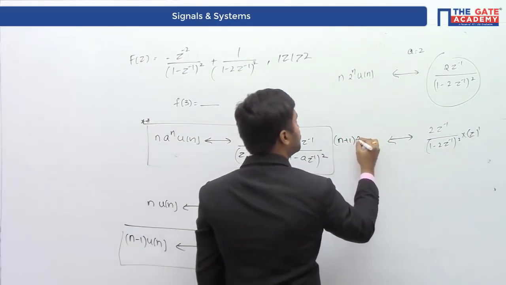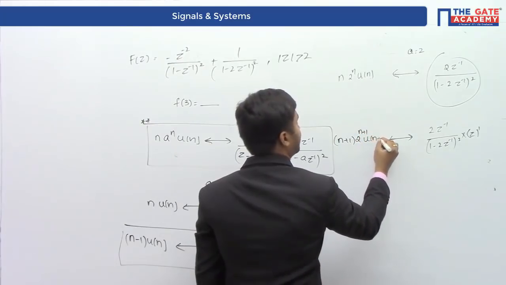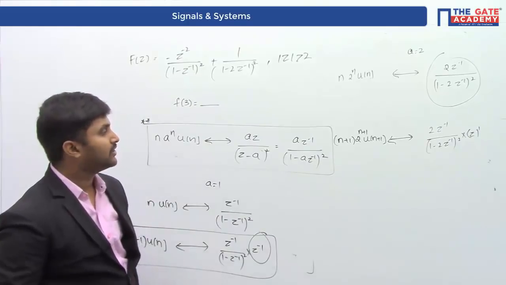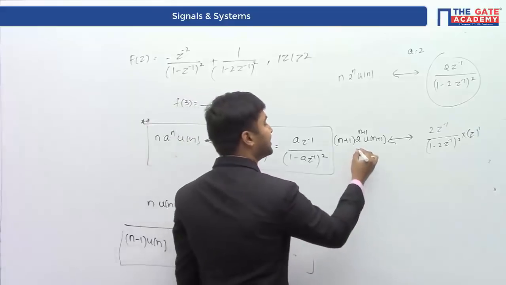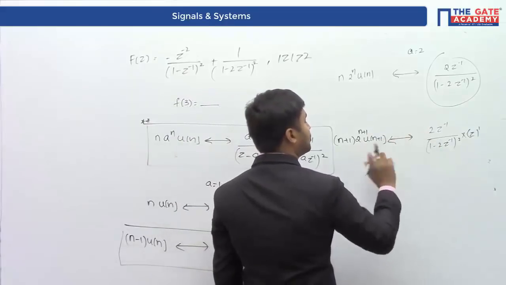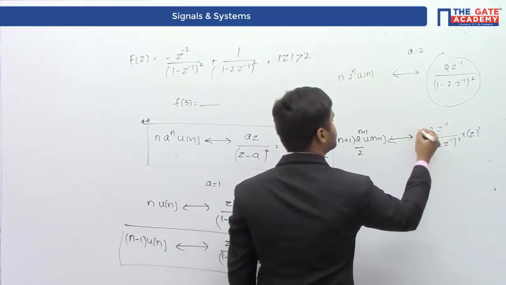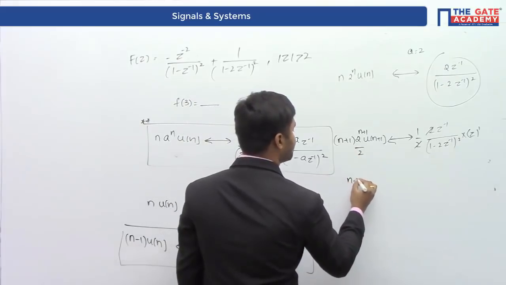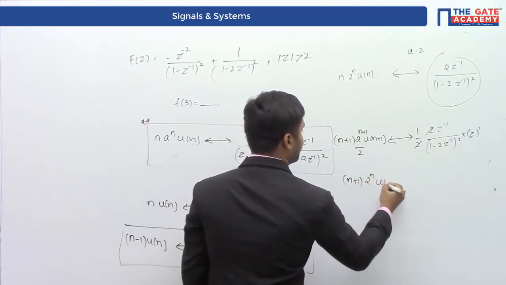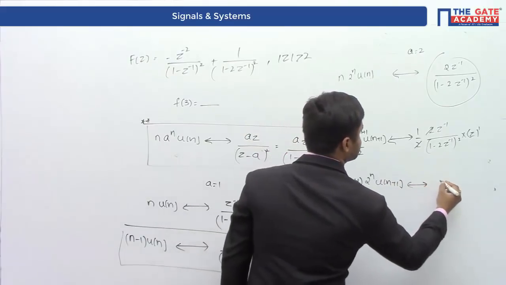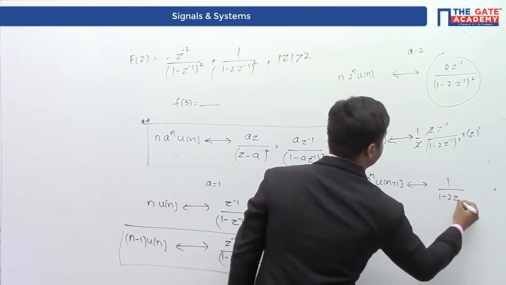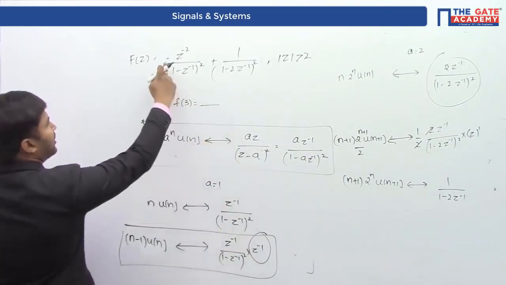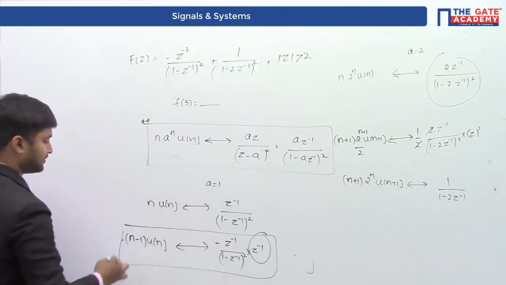So n plus 1, 2 power n plus 1, u of n plus 1. It's going to be advanced by 1 unit. I don't have the 2 also, so let me send 2 to the other side. I will multiply by 1 by 2 on both sides, so that the 2 gets cancelled out. So this is the function you're going to have: n plus 1 into 2 power n u of n plus 1. This is nothing but 1 by 1 minus 2z power minus 1 whole square. Right? So I have z power minus 2, and I require the minus also, so there will be a minus sign.